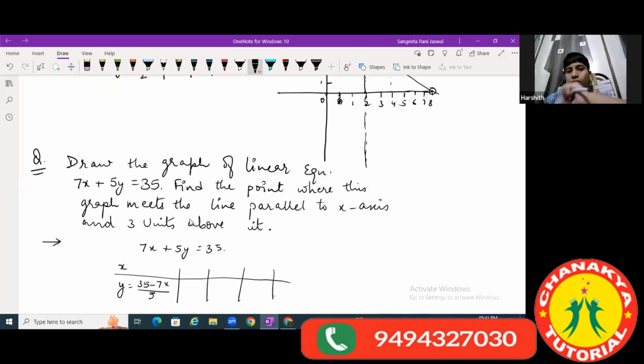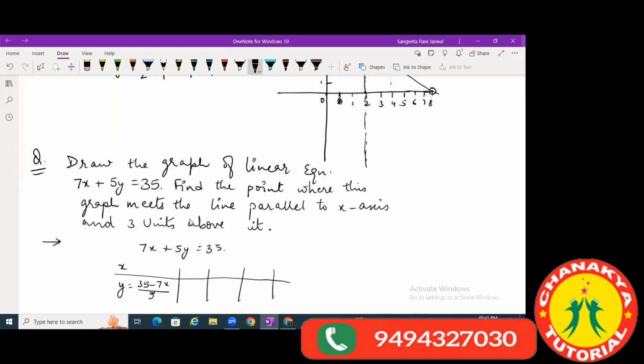Ma'am, I have a doubt. Yes, ask beta. Ma'am, you wrote 35 minus 7x by 5. Will it come 35 minus x by 35 or minus 7? The equation is like this: 7x plus 5y is 35. So 35 minus 7x is the term, so will it divide as you did in the last problem? This is 5y, no? So 5 will divide here.